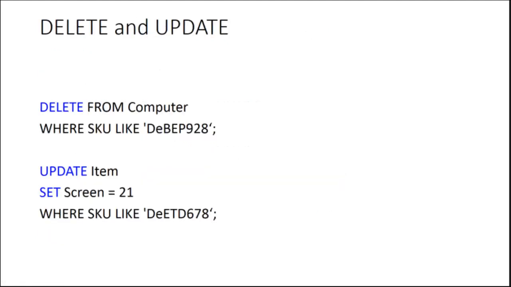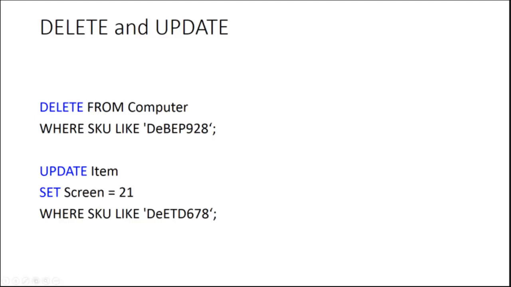Sample of deleting. If you want to delete a record, the keyword delete, we start the query with delete. Delete from computer, for example, where, well, we can determine the criterion. For example, one of the computers will not be in inventory anymore. SKU, this is a primary key, we'll pass the primary key of that computer, and then the records of that computer will be deleted.